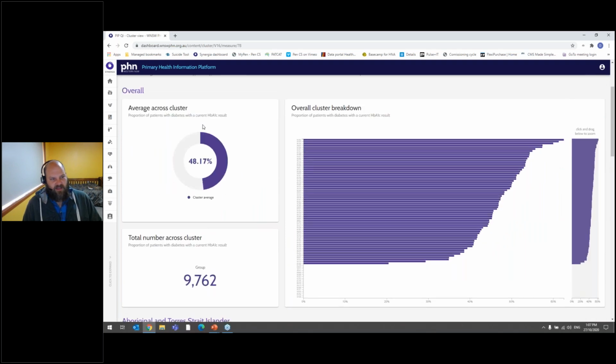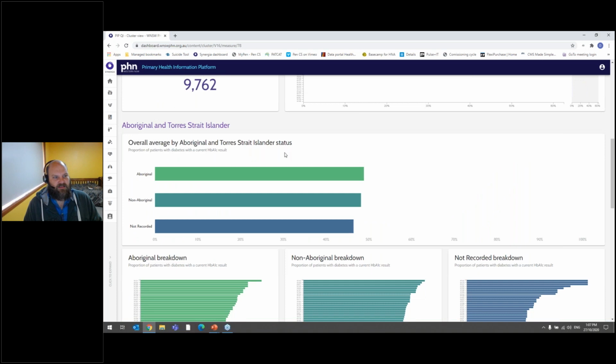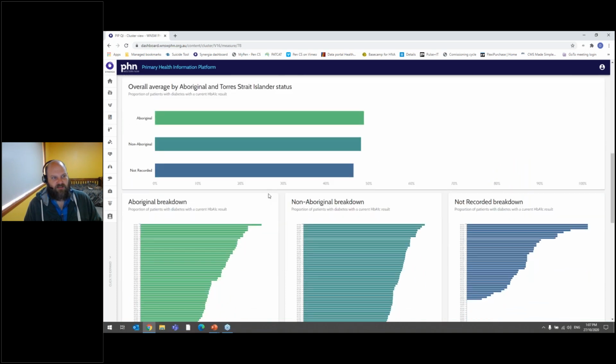So for what we can see here across the PHN, we just get the general numbers. We don't have anyone that we compare ourselves to, which is why we don't have the cohort average here. The next step that we have down here is how the indicator looks by Aboriginality.